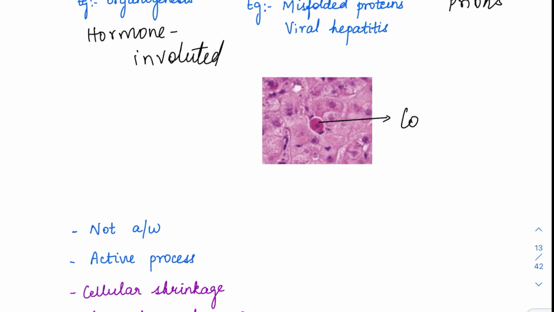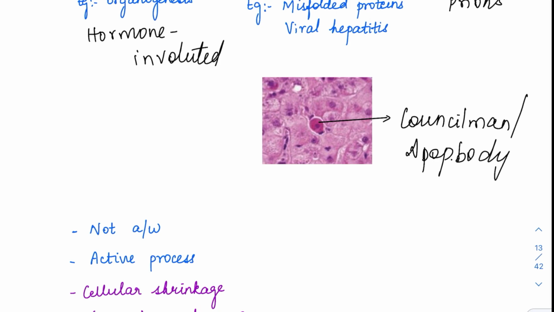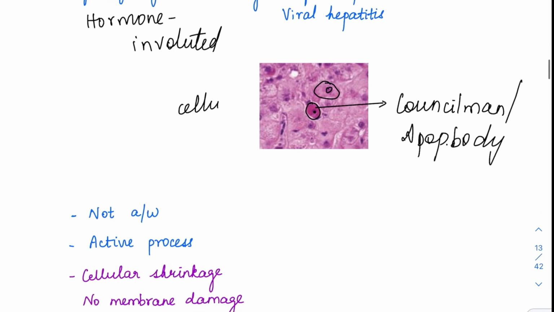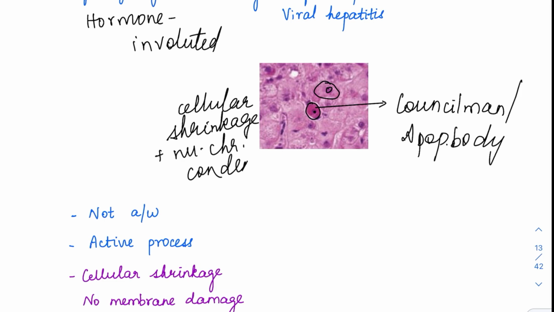So this image is actually representing a Councilman body, which is also called an apoptotic body. Okay, so Councilman bodies are apoptotic bodies. So these are all the hepatocytes, normal hepatocytes. But look at this cell. It is kind of small and it is having a densely eosinophilic cytoplasm and a very clumped kind of nucleus. So this kind of cellular shrinkage along with nuclear chromatin condensation, which is pyknosis basically, is the classical morphology of an apoptotic cell.